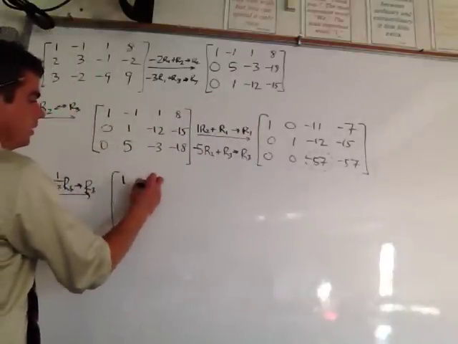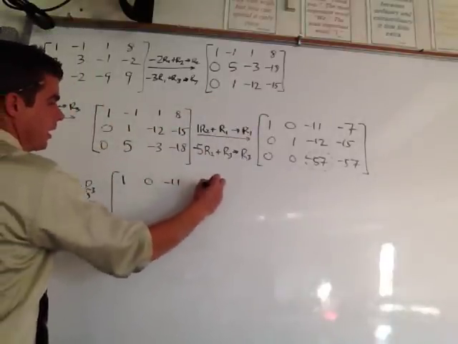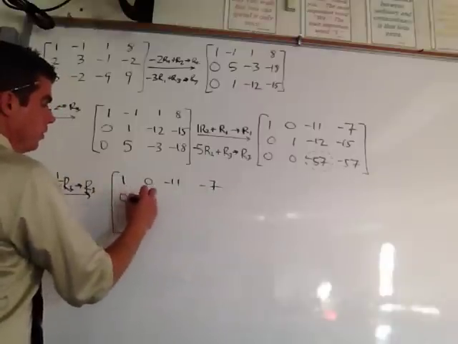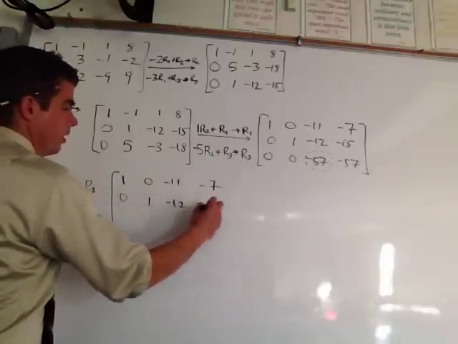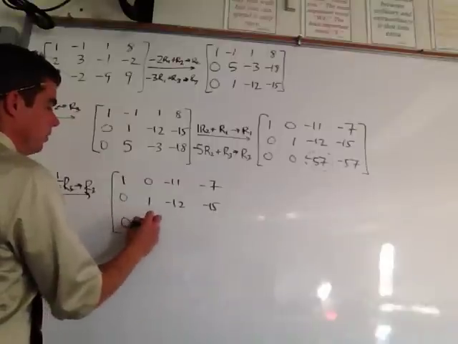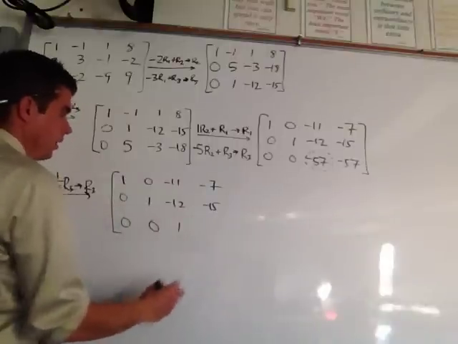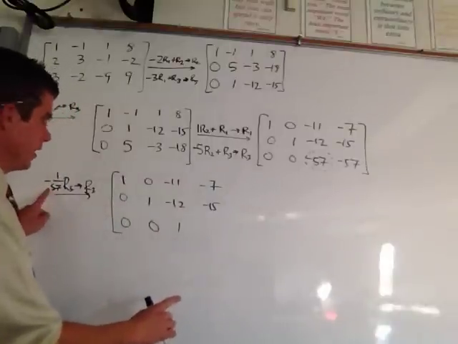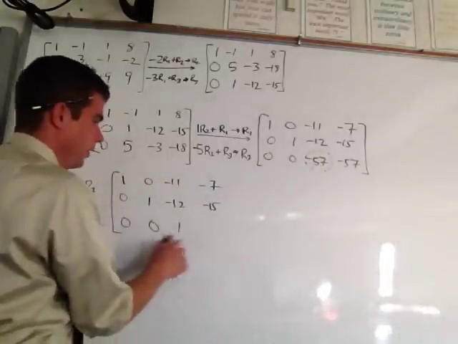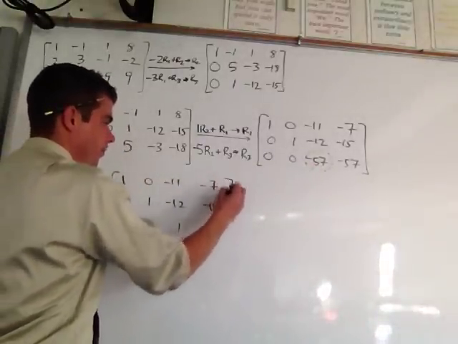So 1, 0, negative 11, negative 7. 0, 1, negative 12, negative 15. 0, 0, 1, because negative 1/57 times negative 57 is 1, and then this is a 1.